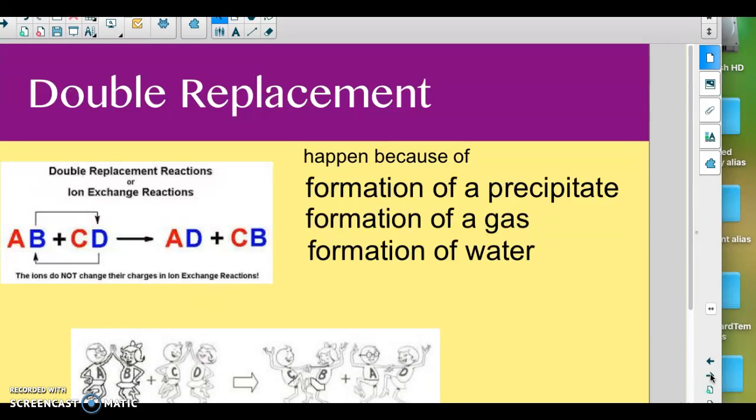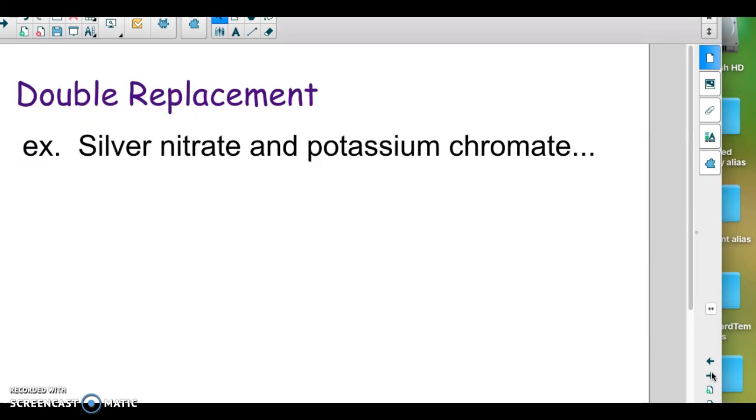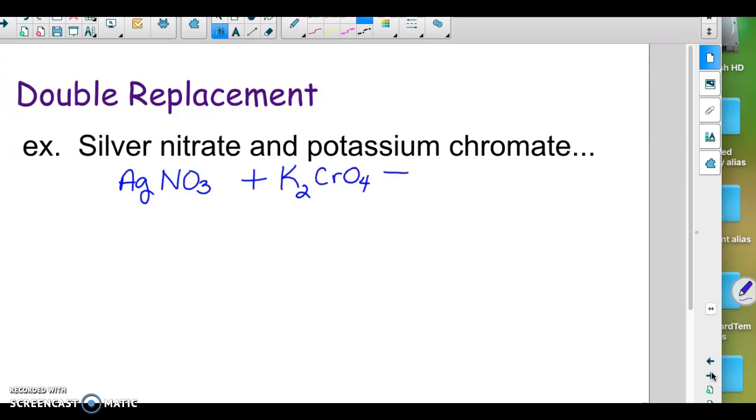Another one of the types of reactions is double replacement. Double replacement reactions happen because you're forming either a precipitate as a product, a gas, or water. So I'll show you how to predict products. When you have a double replacement reaction like this one, silver nitrate, silver is +1, nitrate is -1, and potassium chromate, potassium is +1, chromate is -2. What happens is the metals, or the cations, essentially switch spots.